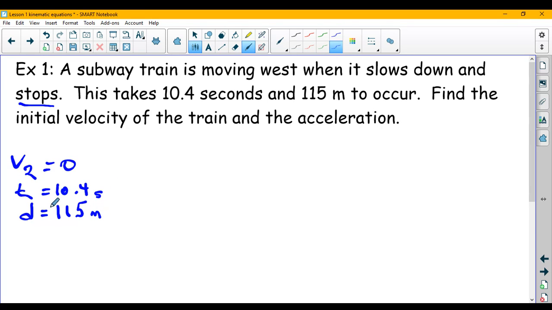So I want to know two things. The first thing I'm going to find out is what is V1, the initial velocity, and then I'm going to find out the acceleration. I have to do these separately, obviously. So we're going to start with V1. We're going to find out the original velocity. Now, I've done my givens, right? I've shown that. And now I'm just going to pick my equation.